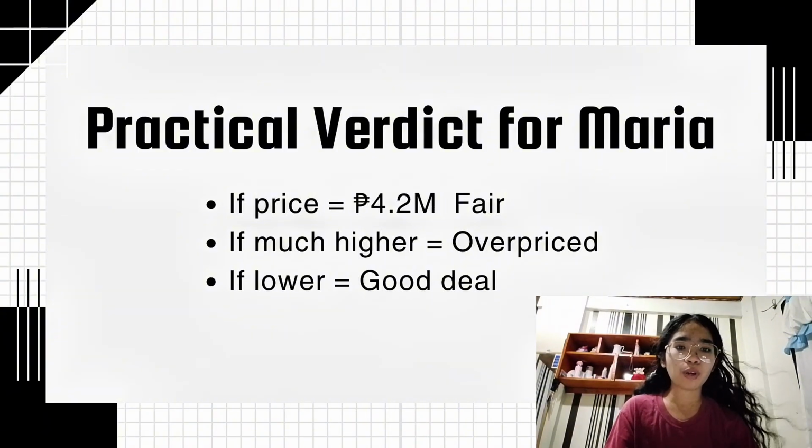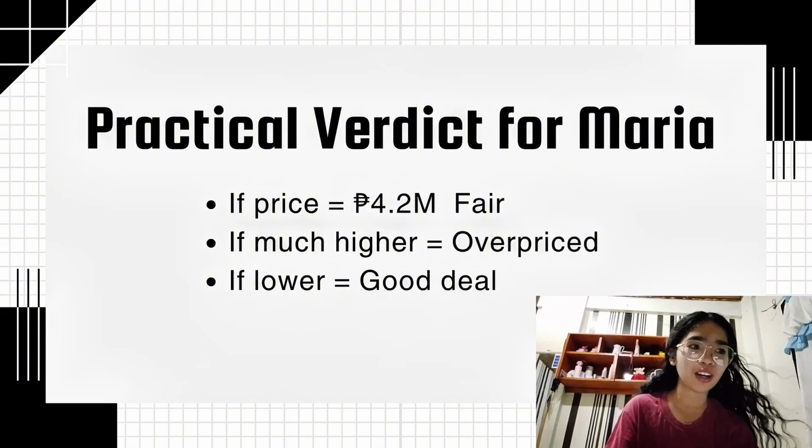For above 4.2 million, or much higher, the seller is asking for a premium that the data doesn't support. Unless the house has hidden features Maria's model didn't count, like a swimming pool or expensive Italian marble floors, she is essentially being asked to overpay.